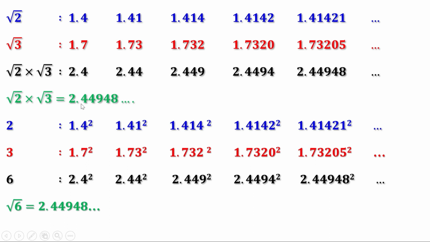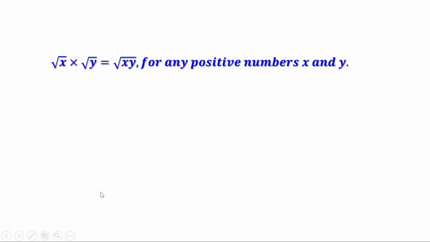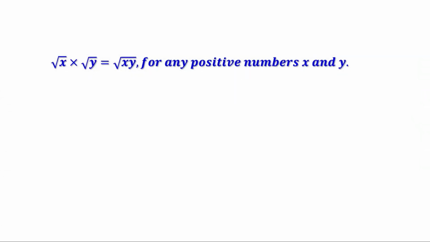Now look at these two. Root 2 into root 3 is 2.44948, etc. Root 6 is 2.44948, etc. That means these two are equal. Or we can say root 2 into root 3 is equal to root 6. We can see this for numbers other than 2 and 3 also. The product of square roots is equal to the square root of the product. That is, root of x into root of y equals root of xy for any positive numbers x and y. We can use this to simplify certain square roots.